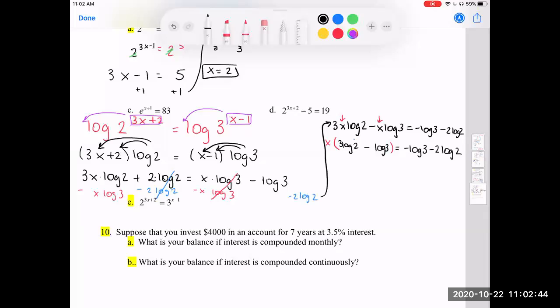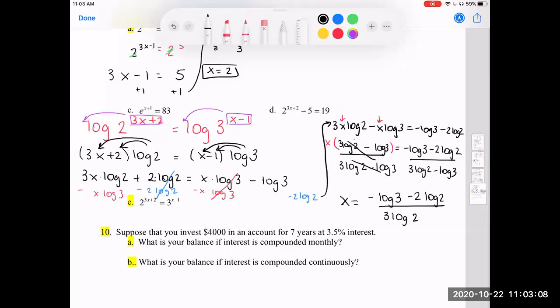Now remember, our goal is just to get x by itself. So let's divide. So I have 3 log of 2 minus log of 3. I have x is equal to negative log of 3 minus 2 log 2 divided by 3 log of 2 minus log of 3. And there we have it.